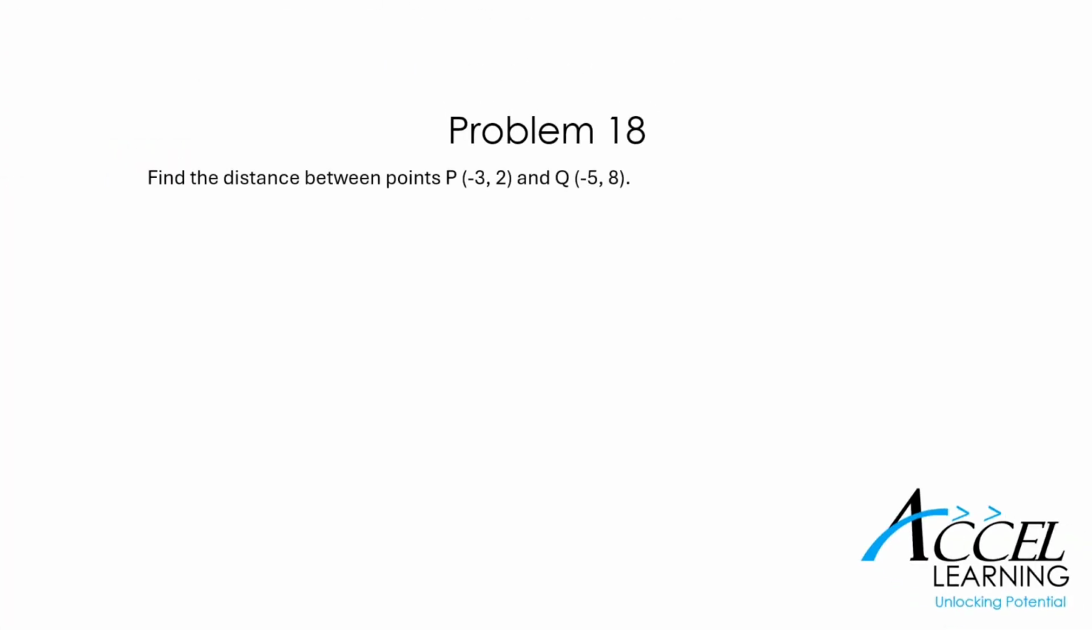Find the distance between points P and Q. A. Root of 40 units. B. 4 units. C. 6 units. D. Root of 60 units. E. Root of 30 units.